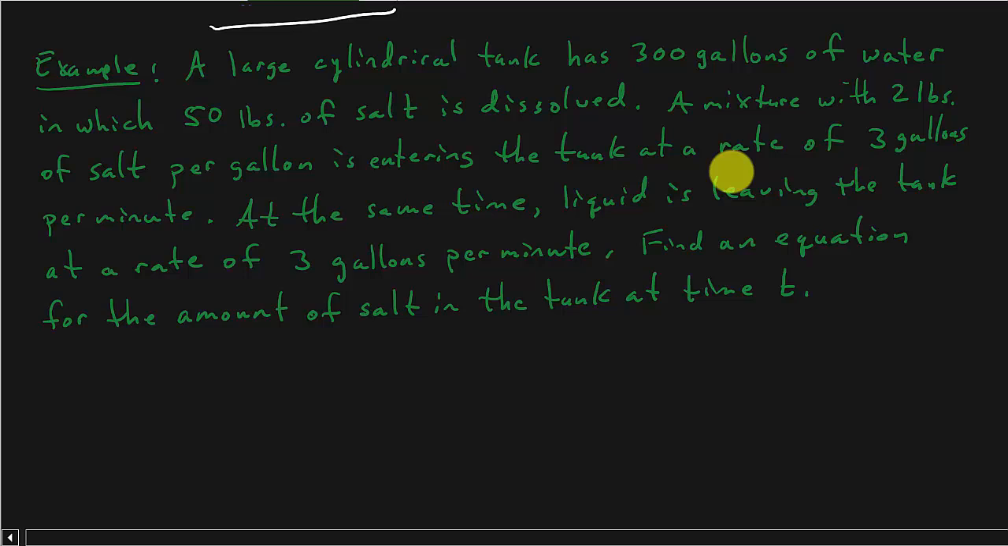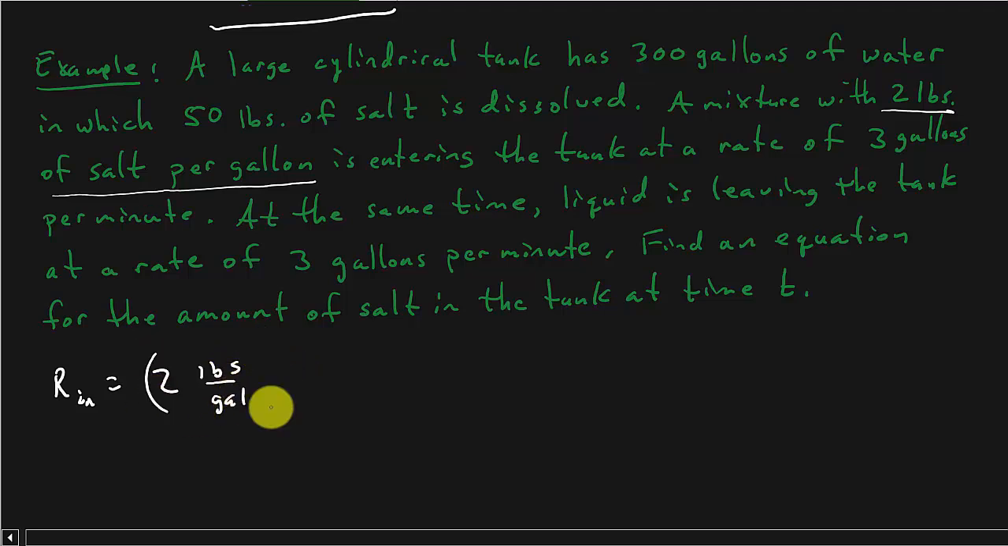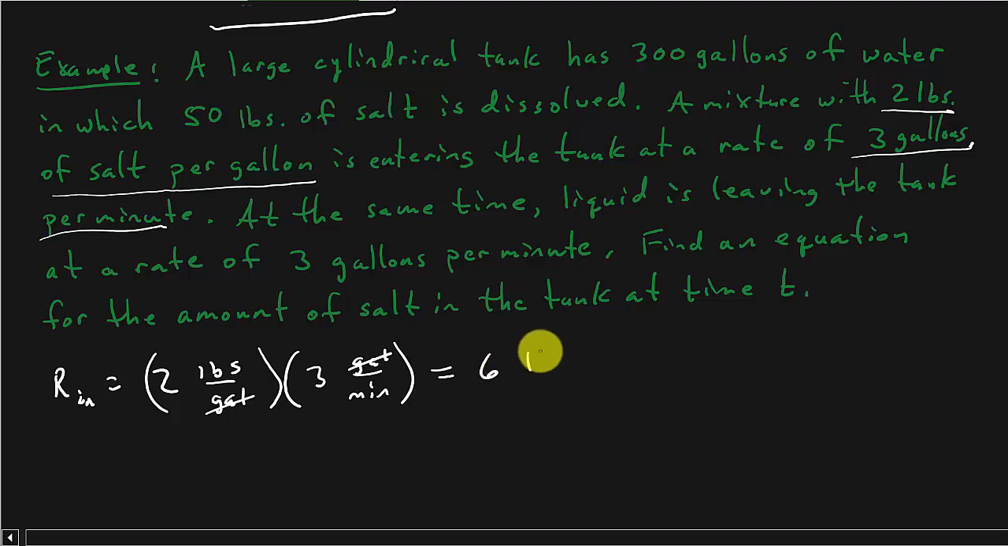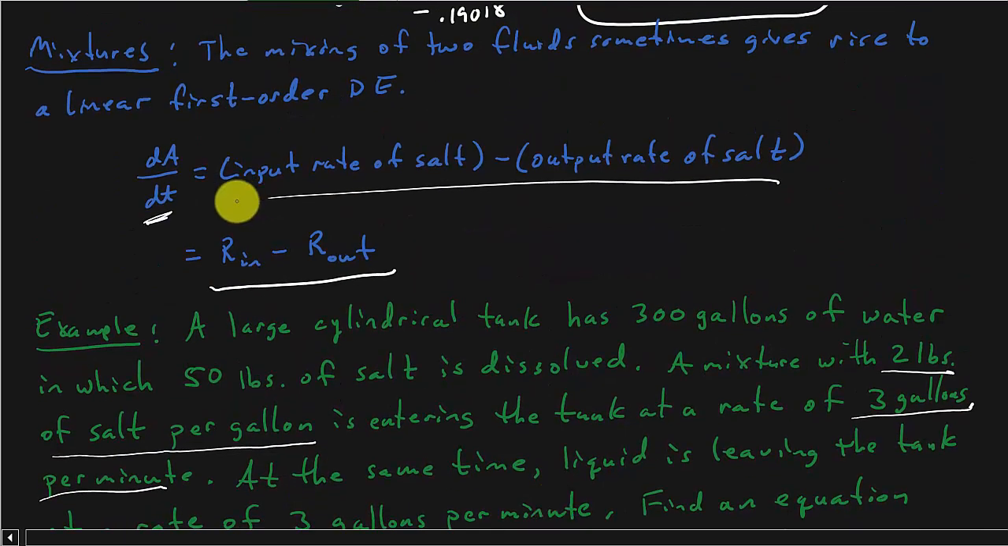All right, so we've got the rate in. We've got 2 pounds of salt per gallon times the rate it's entering, 3 gallons per minute. The gallons cancel, and we're left with 6 pounds per minute. That's the input rate of salt.